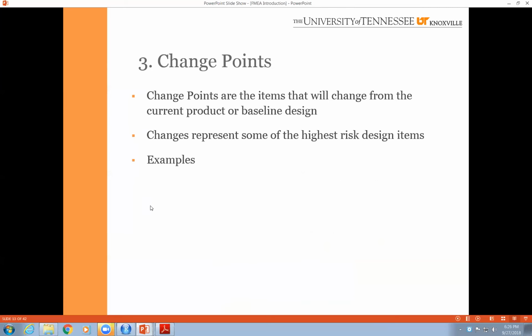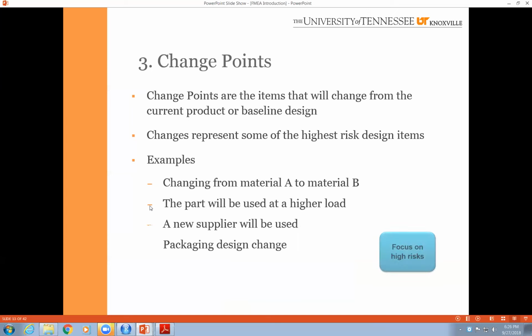Please stop me if you have questions or if I'm going a little bit too fast. Change points. So you might have a motor, a compressor, a fan, whatever it is that you're using today, but you're doing some tweaks to it, changing something to it. This is probably the biggest risk for you. If you're changing an application, how it's going to be used, how it's going to be mounted, and so on and so forth, it could be the same part, but you're doing some changes to it. Right? So you need to start thinking about those high-risk items.